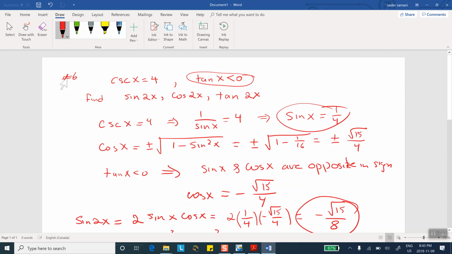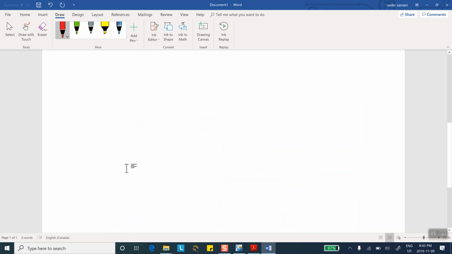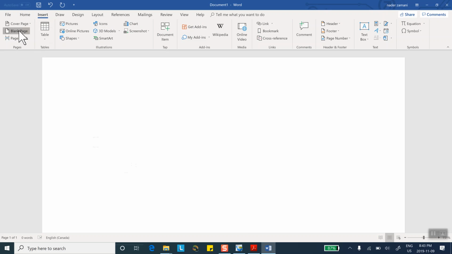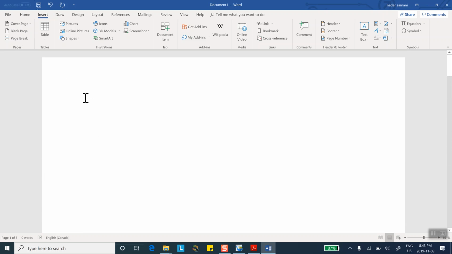The next one is a different kind of a problem, second box. Okay, let me make some blank pages here. Insert blank, insert blank. Okay, so which one am I doing? Number 13.